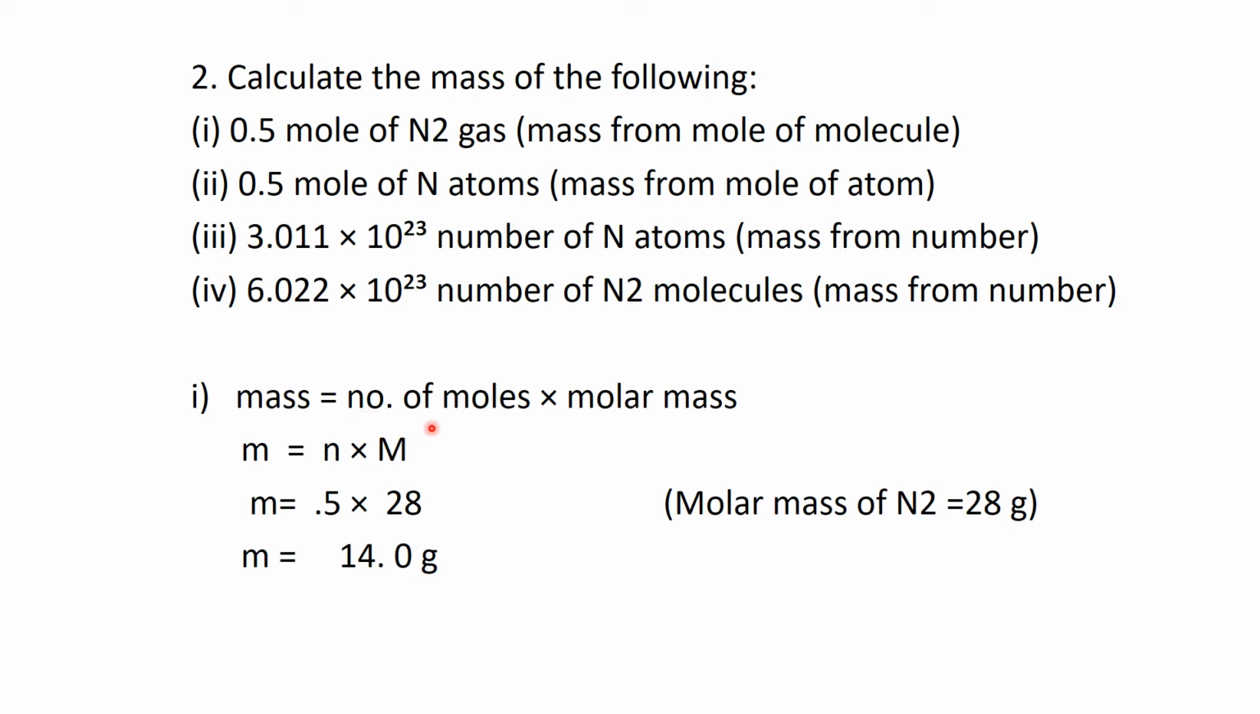Mass is equal to number of moles multiplied by molar mass, because you know number of moles is equal to given mass upon molar mass. So given mass you can find by writing number of moles multiplied by molar mass. So m is equal to n into capital M, and the number of moles is given as 0.5, so you will write 0.5 multiplied by molar mass. Nitrogen atom has atomic mass 14 unit. So N2, because it has 2 atoms of nitrogen, its mass will be 28. So 0.5 multiplied by 28, the given mass will be 14 gram.